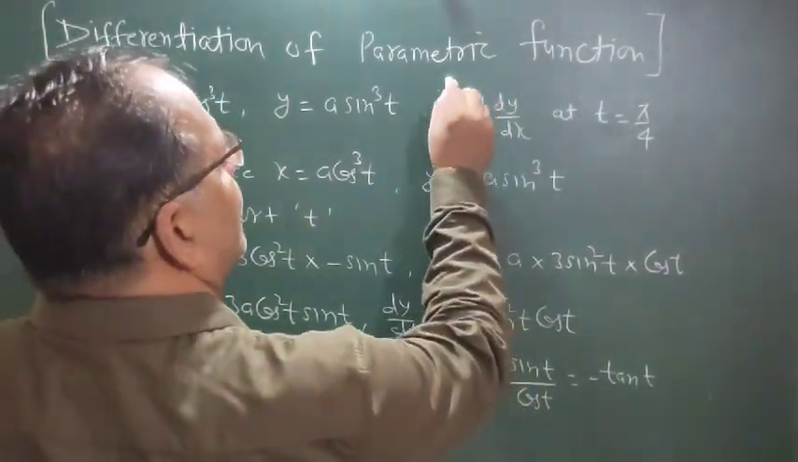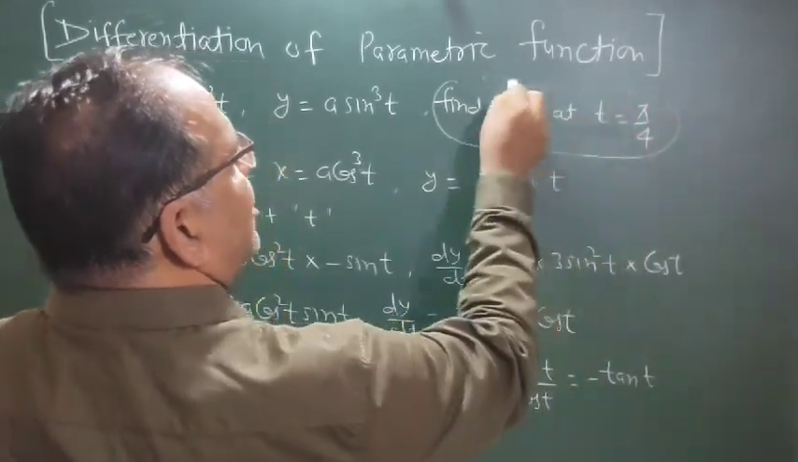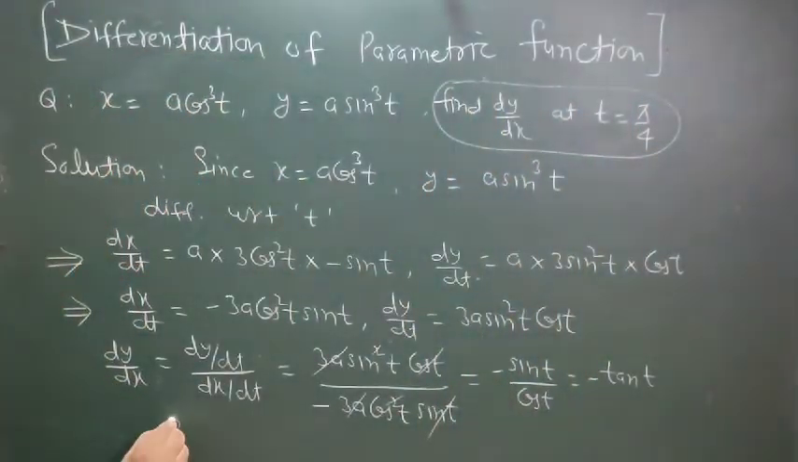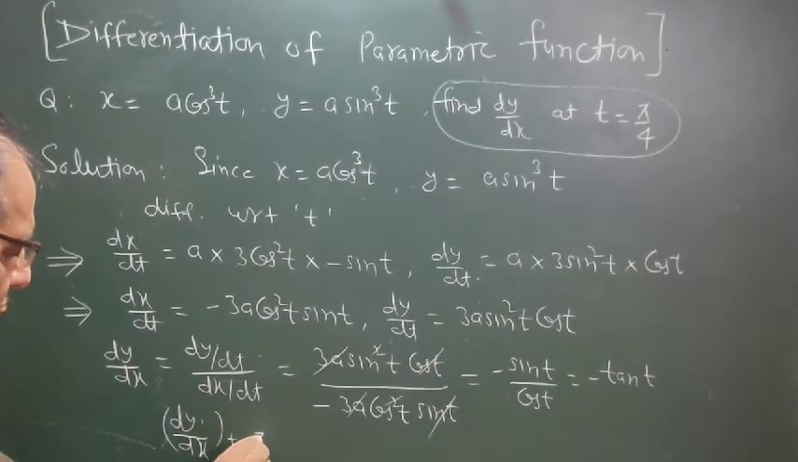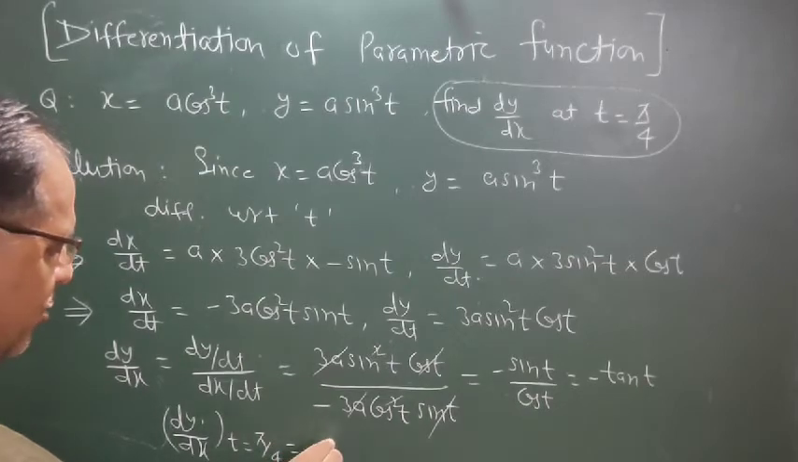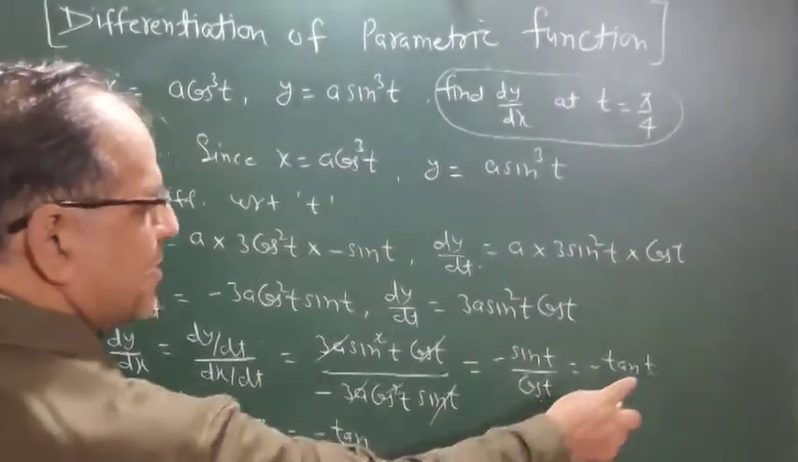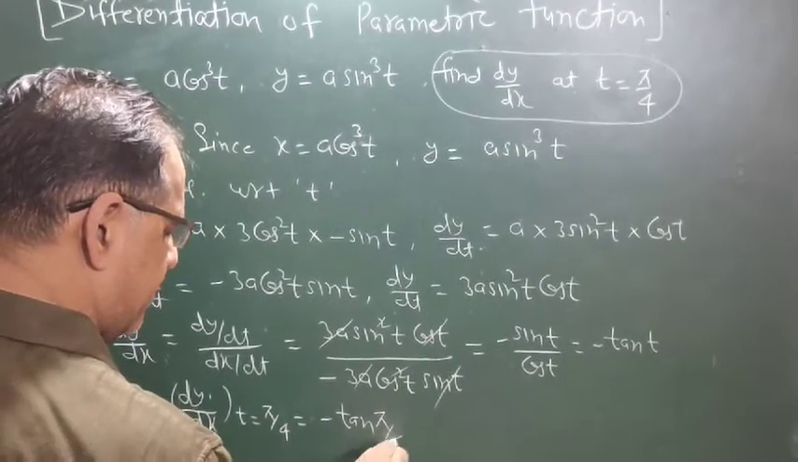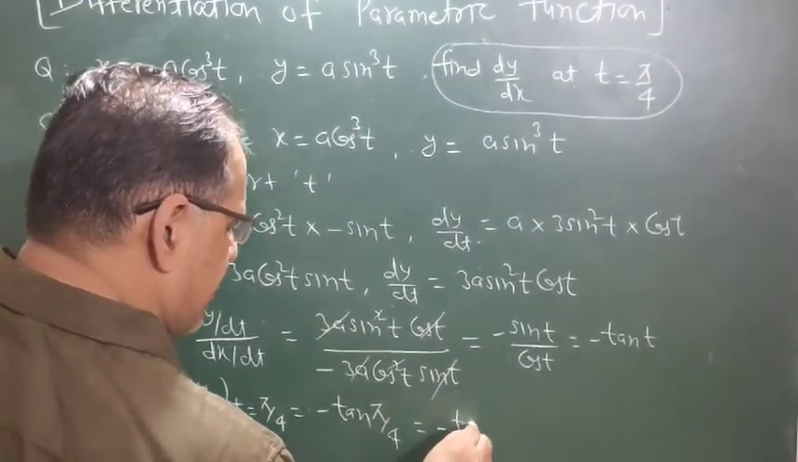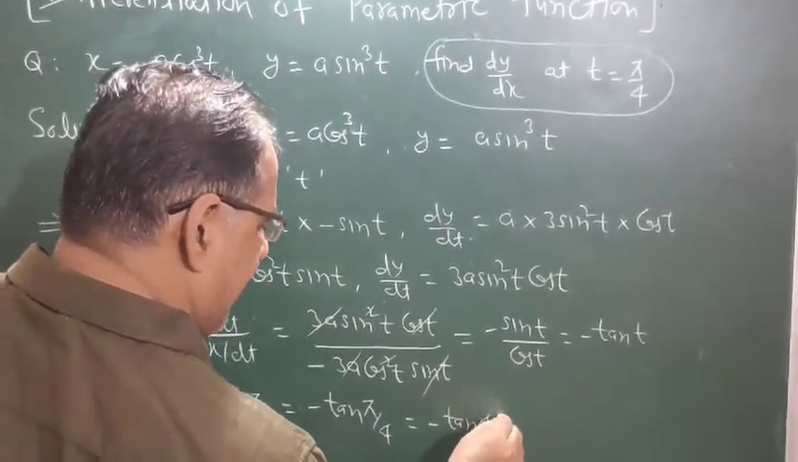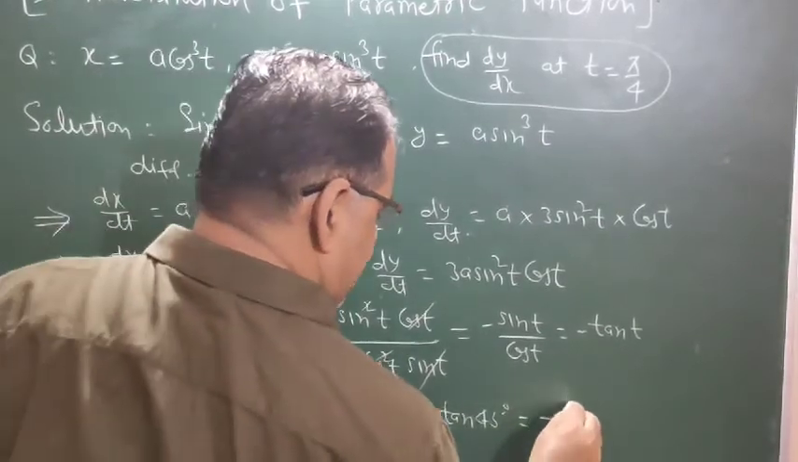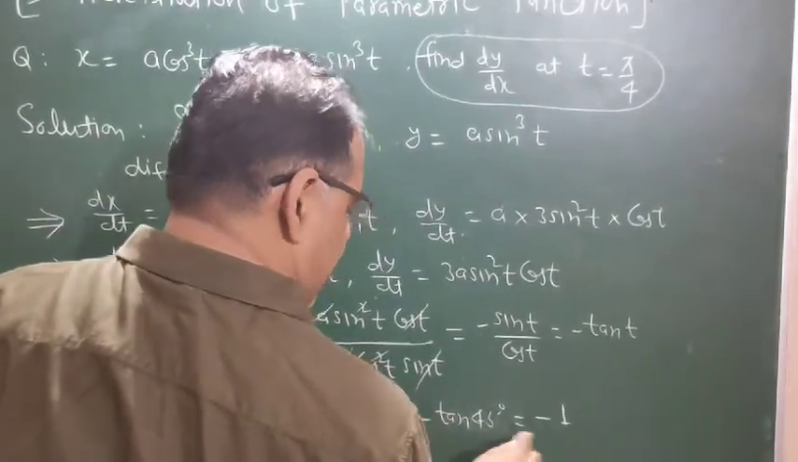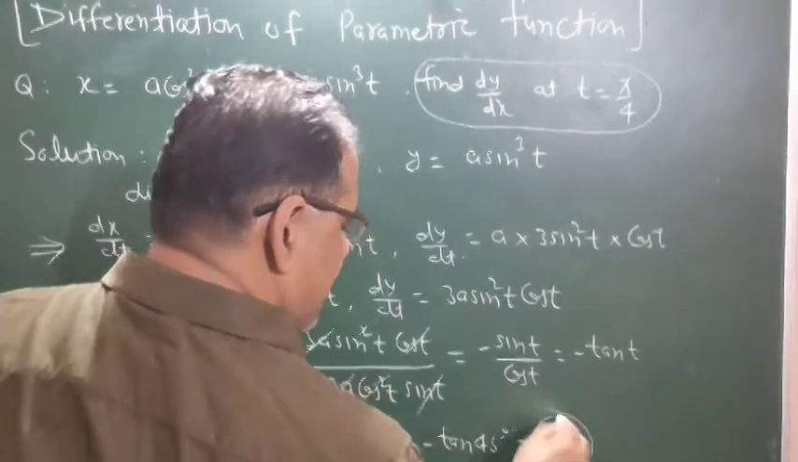But we want to find the value of dy over dx at t equal to pi by 4. So now finally we can write dy over dx at t equal to pi by 4 is equal to minus tan t, with t replaced by pi by 4 here. Tan pi by 4 means tan 45 degree, and tan 45 degree is 1. Minus sign is there and tan 45 is 1. So finally the value is minus 1.